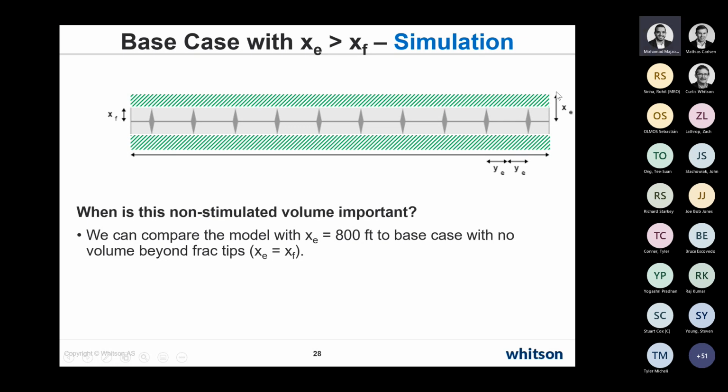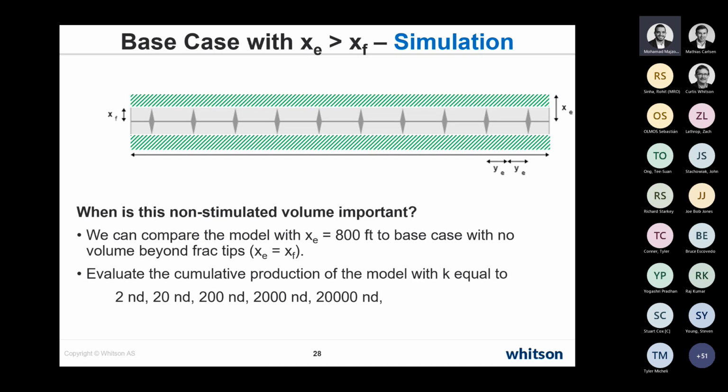So that's a model that has a reservoir half extent of 800 feet. And we compared it to a model that didn't have volume beyond the fracture tips. The way we did that was by looking at the cumulative production of the model for different permeabilities: 2 nanodarcy, 20, 200, 2000, and 20,000 nanodarcy. And these are actually the sensitivity cases that I showed you while we were discussing the GORs. Those are the sensitivity cases that I ran.